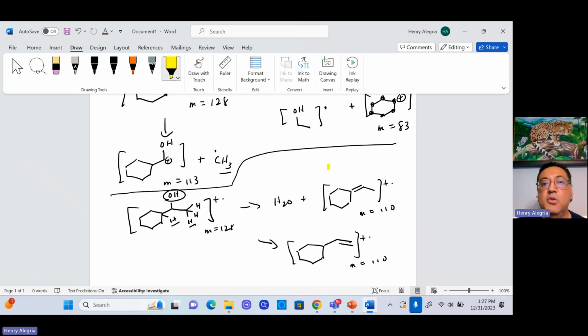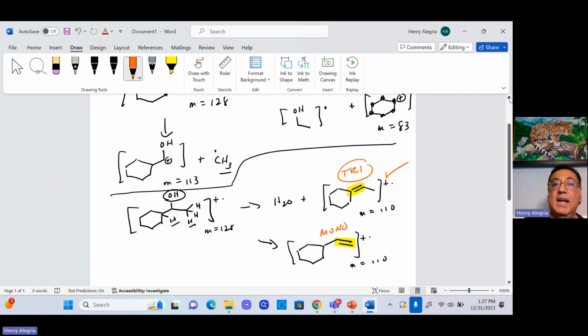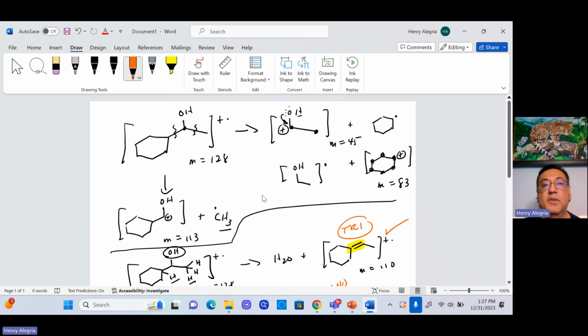All right, so what you would invoke, of course, is Zaitsev's rule. What's the degree of substitution of that alkene? That is a tri-substituted alkene. What's the degree of substitution of this alkene? That is a mono-substituted. Zaitsev's rule says a tri is more stable, so we would predict that that would be the more important one. So therefore, I can reasonably predict 3 important fragments that I would get from the fragmentation of that alcohol: this one with a mass of 45, this one with a mass of 113, and this one with a mass of 110, and potentially a little bit significant amount of this one with a mass of 83.